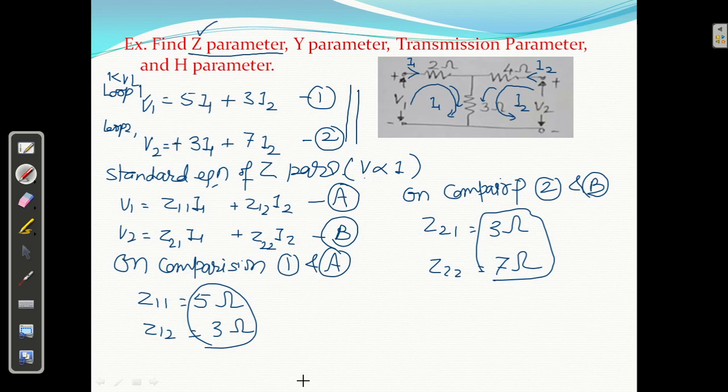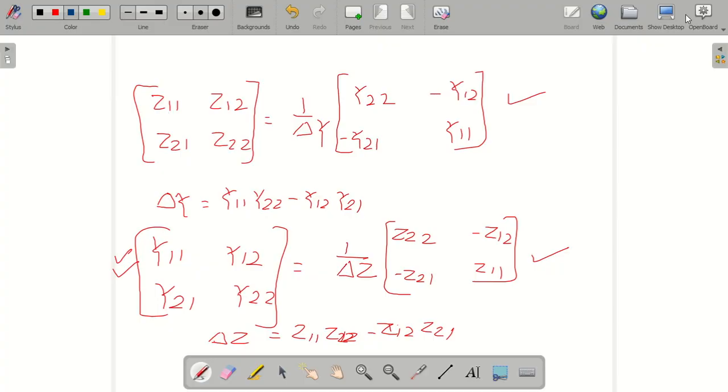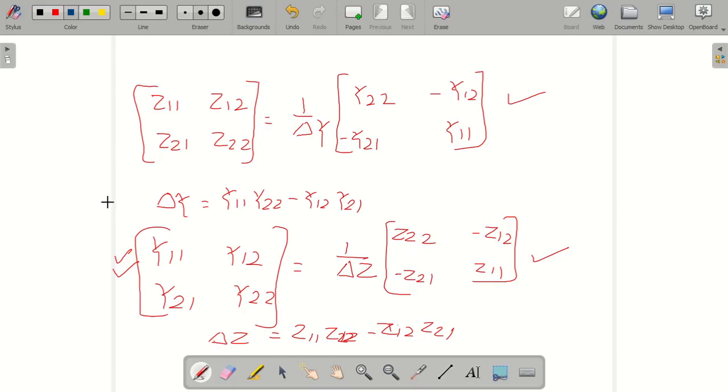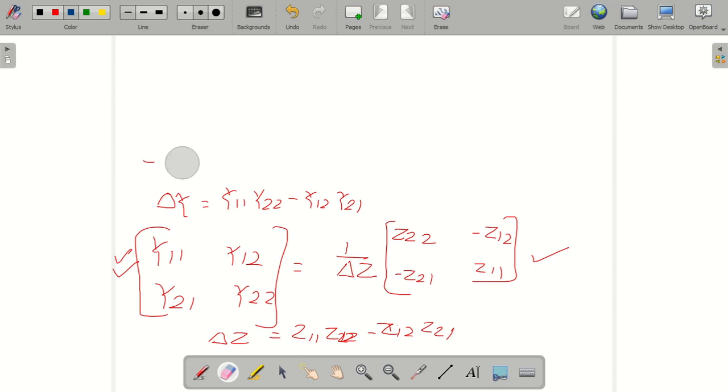Okay. Second, I want to find the Y parameter. So I'm going to use the next page. What is the Y parameter? Here I have already written the equation. The Y parameter equation is written here, right? So I'm going to use that equation only.